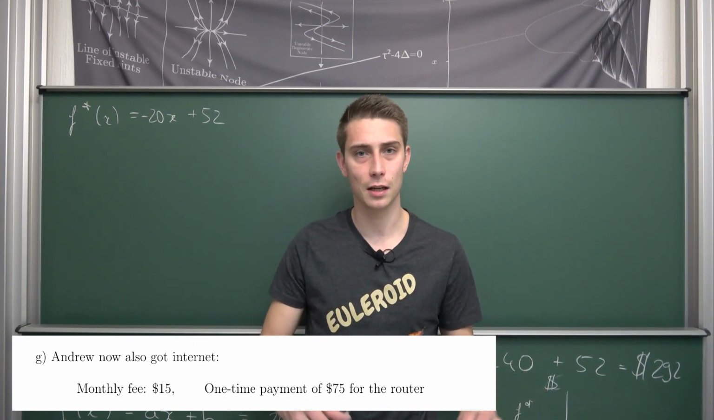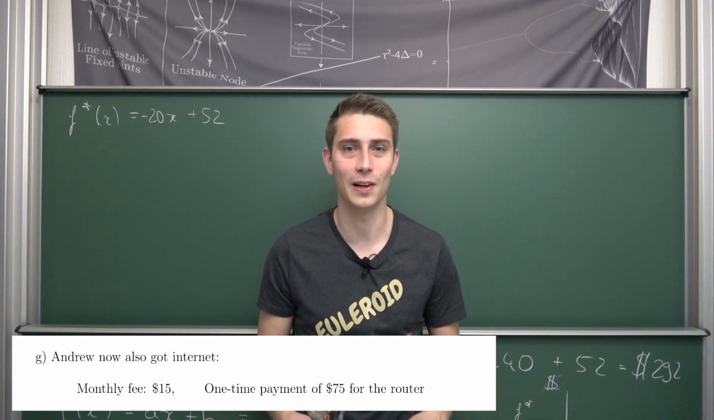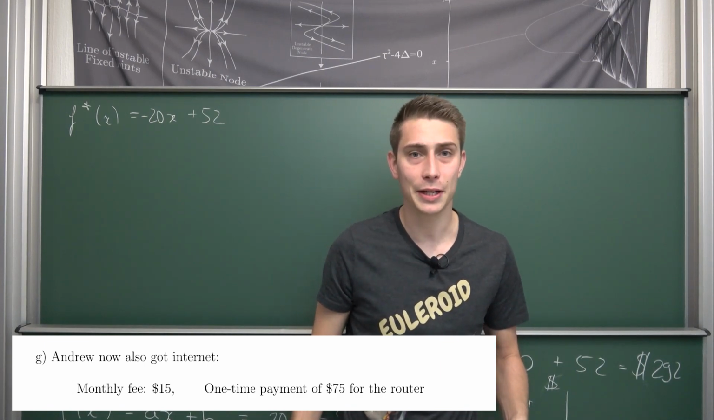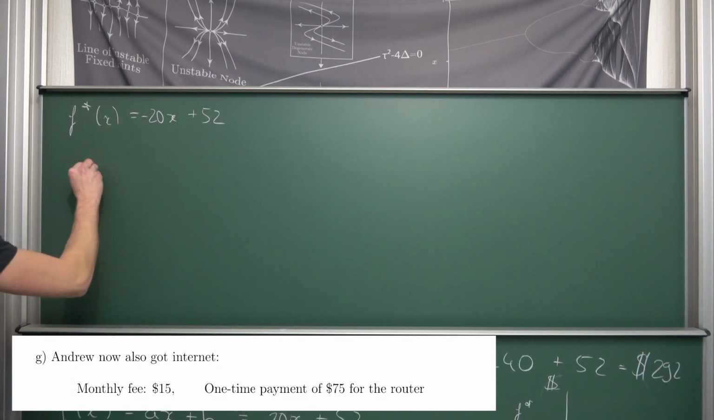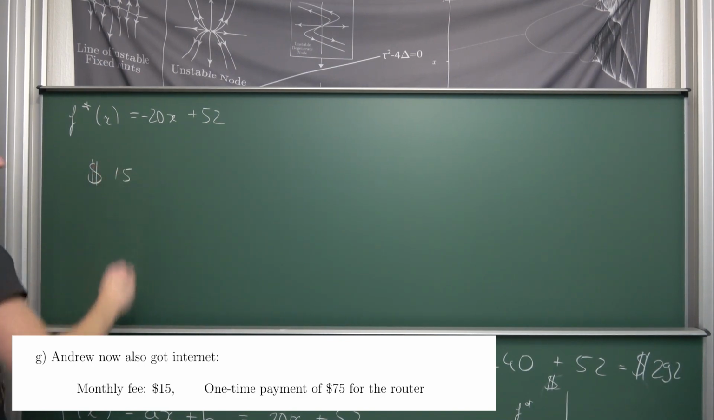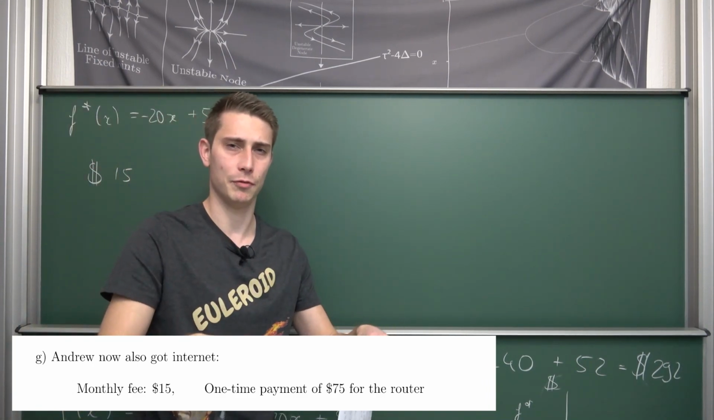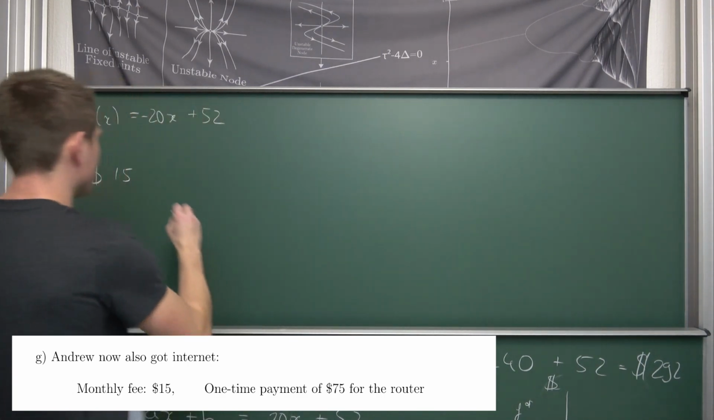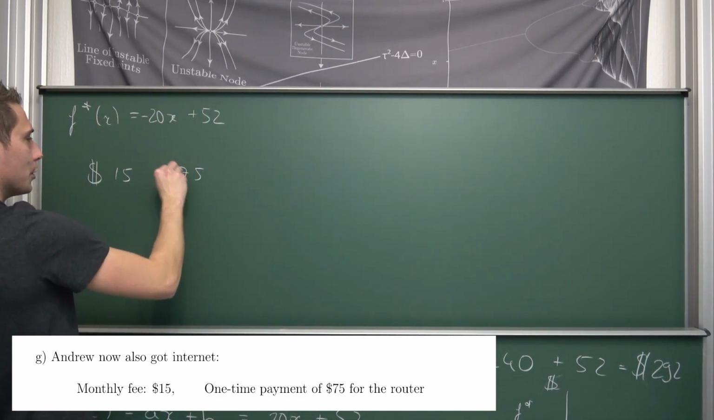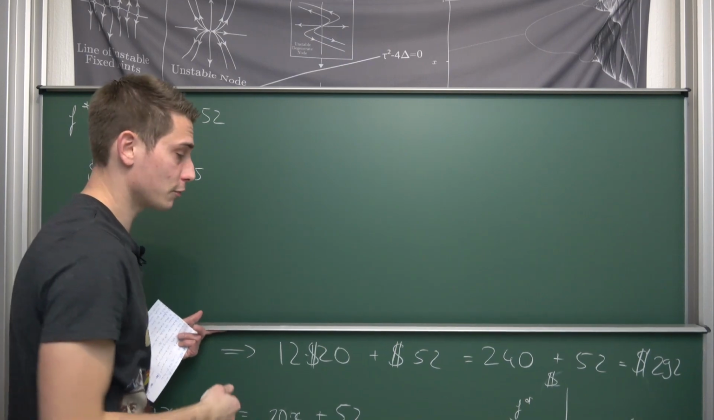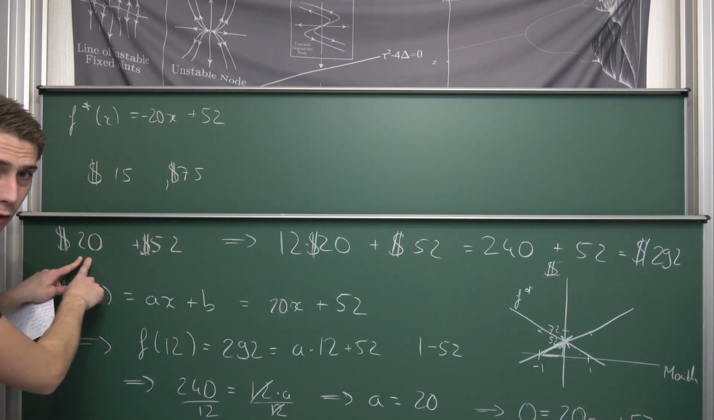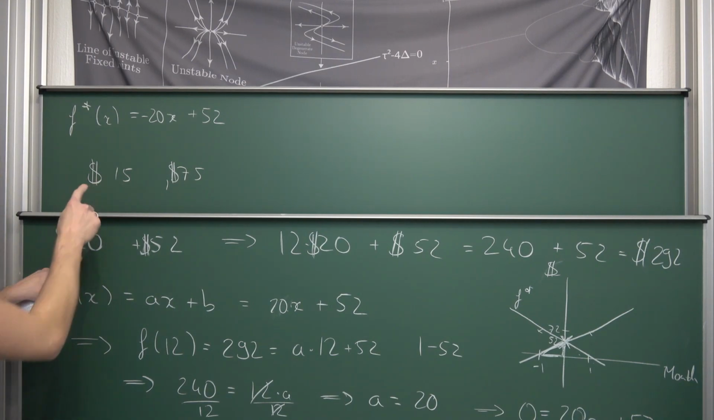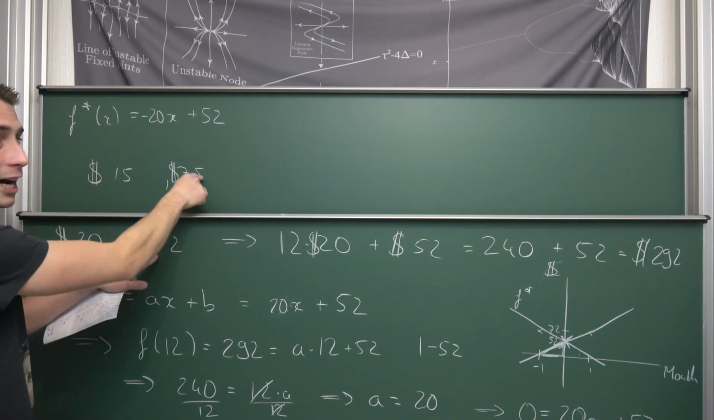Andrew got himself an internet contract as well, but he got a different one. Namely, he's going to pay $15 per month for his internet, but before that he has to pay $75 for his router. Okay, so there's a difference. We are paying $20 per month for our internet contract. He's only paying $15, but the base cost is higher for him.